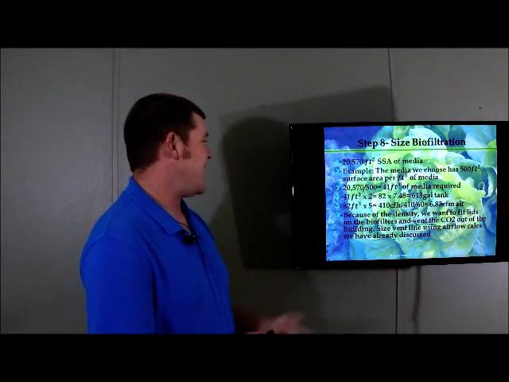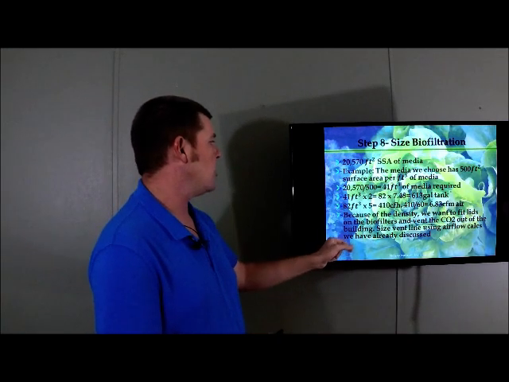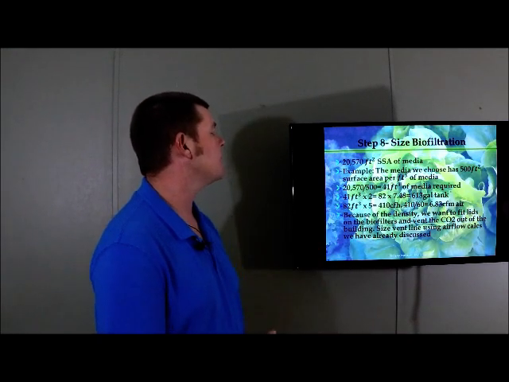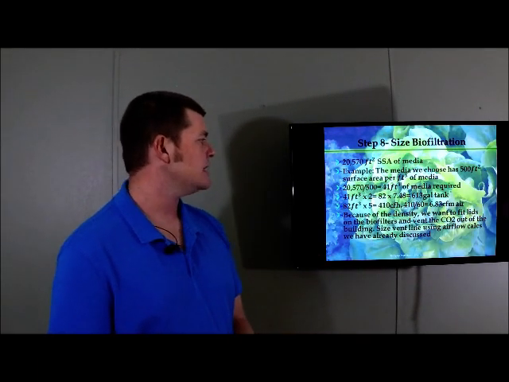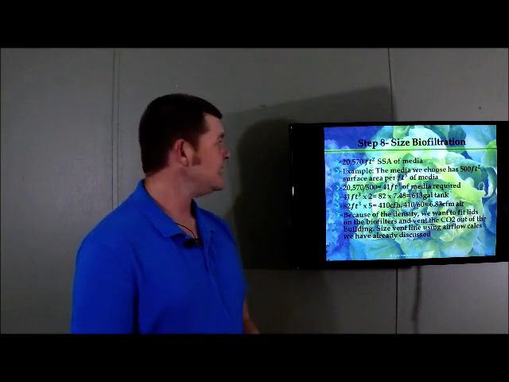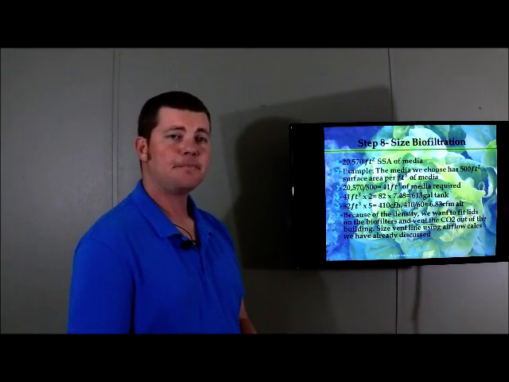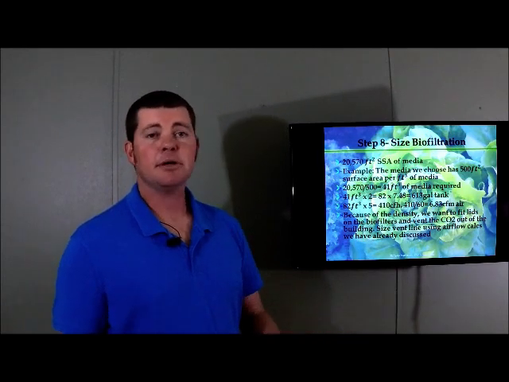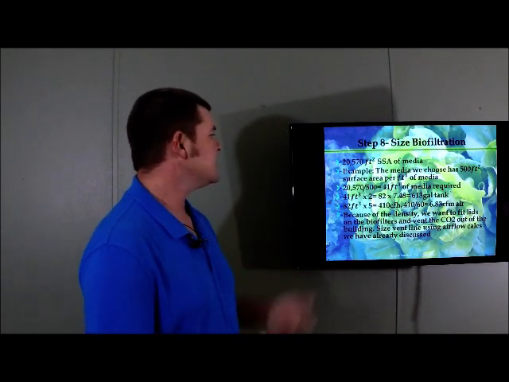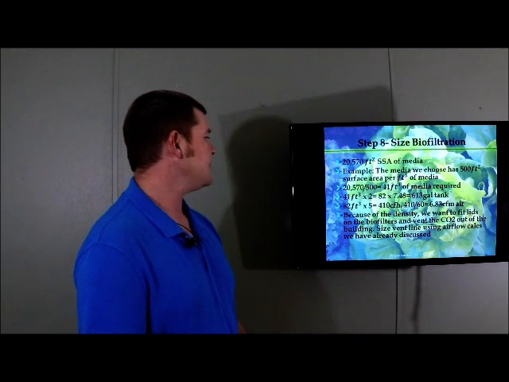82 cubic feet times 5, so 5 times that volume, gives us 410 cubic feet per hour. 410 divided by 60 gives us 6.83 CFM of air needed in this biofilter. So we just sized the whole biofilter in like 30 seconds. Pretty easy.